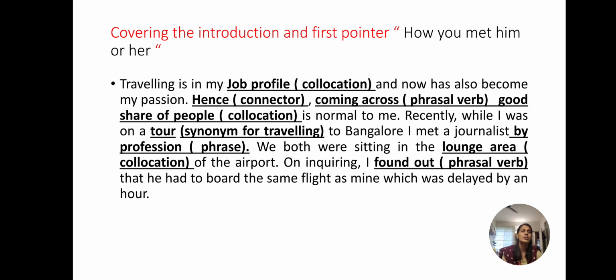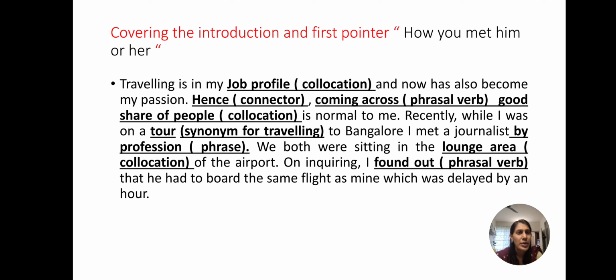Now, why have I mentioned here collocation, connector, phrasal verb, synonyms? Because when you start speaking, you frame the sentences by adding all these collocations, connectors, idioms, and phrasal verbs together, and that is how your speaking gets more and more band score. Now see, traveling is in my job profile. Job profile is a collocation, and now has also become my passion.